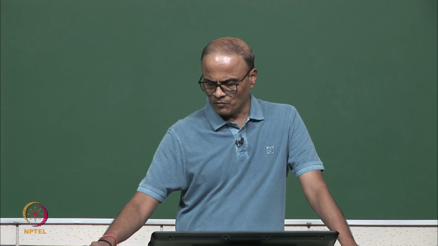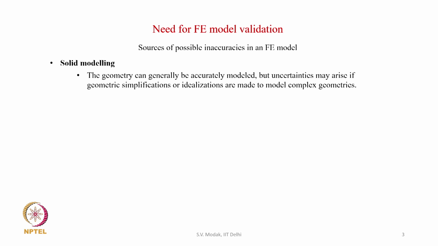In solid modeling, generally the geometry can be accurately modeled based on the available drawings, right. However, some uncertainties may be associated with this phase when geometric simplifications or idealizations are made. Many times some complex geometry may be simplified to provide ease in the modeling, and some idealizations may be done. Therefore, these geometric simplifications or idealizations may introduce modeling inaccuracies in the solid modeling phase.